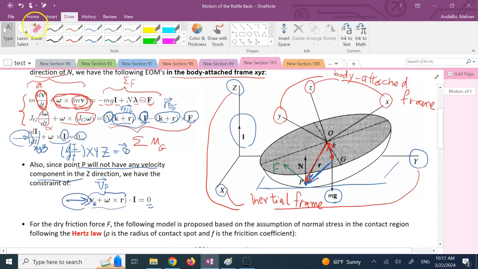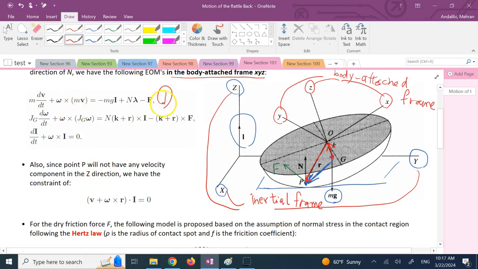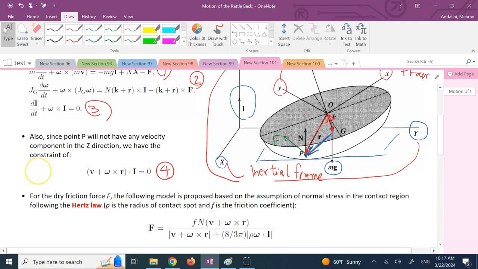So now let me do a little bit of fast cleaning. So see how many equations so far we have. If we go ahead and number them, that's equation 1, this is equation 2, this is equation 3, that is equation 4. Now for the dry friction force F, here we use the Hertz model or Hertz law, and the Hertz law assumes that the contact of the object with the surface is a very small contact, and the radius of that contact spot is rho.